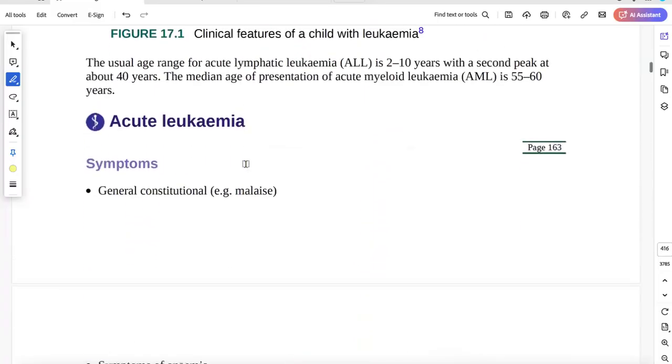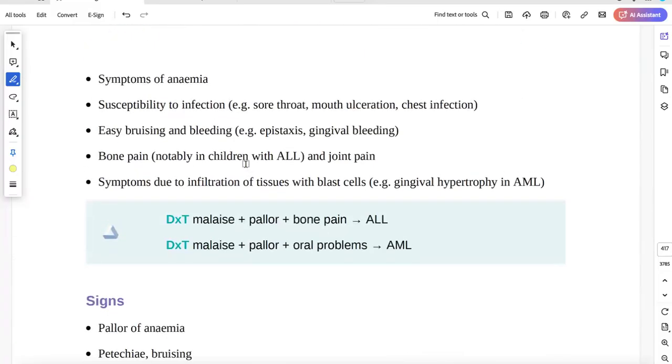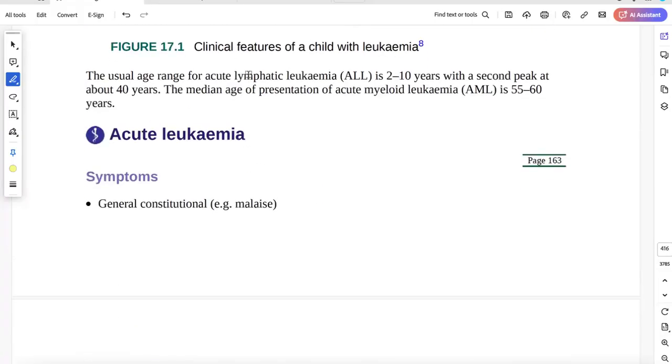So let's discuss a little bit about leukemia, and then we will come in here. So in leukemia patients, their main presentation can be just constitutional symptoms. That means they can have features of anemia, tiredness, generalized malaise.